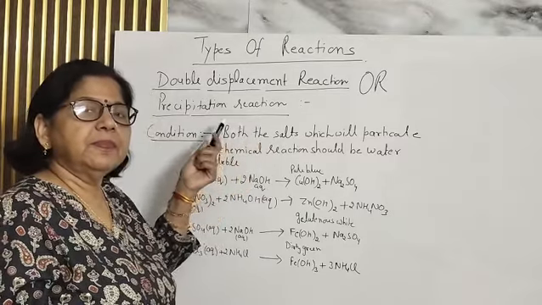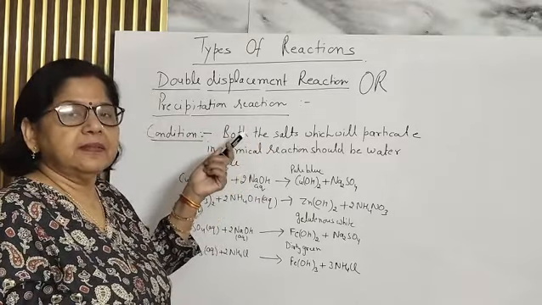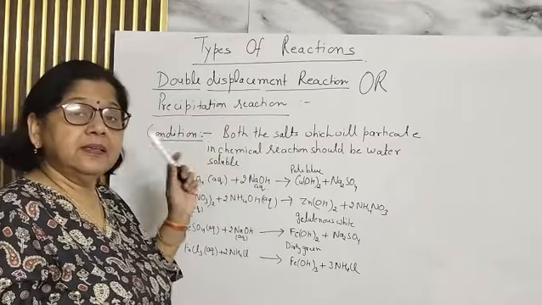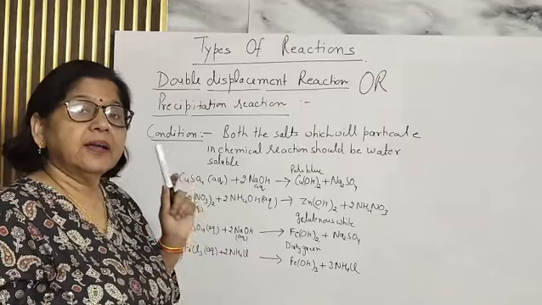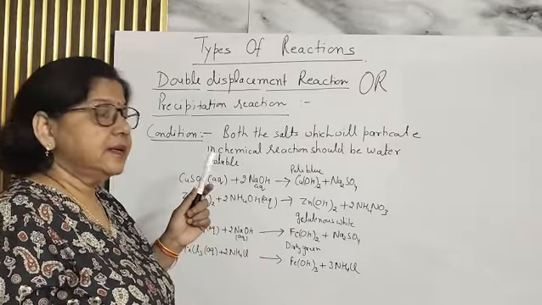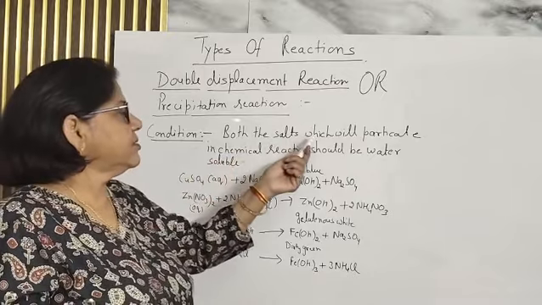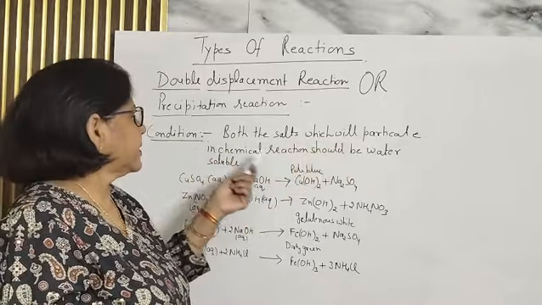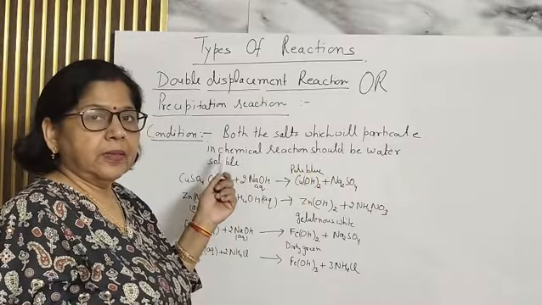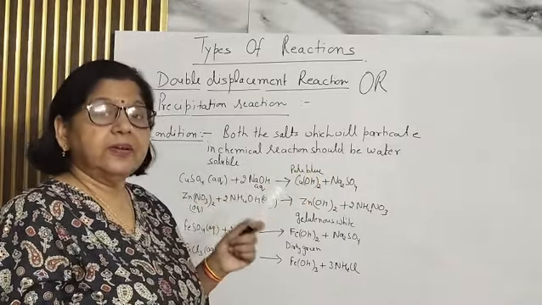As it is clear from the name, precipitation means the precipitates are formed, right? So you see here, these reactions have a condition. They should fulfill a condition. What is the condition? That both the salts which will participate in the chemical reaction should be water soluble.